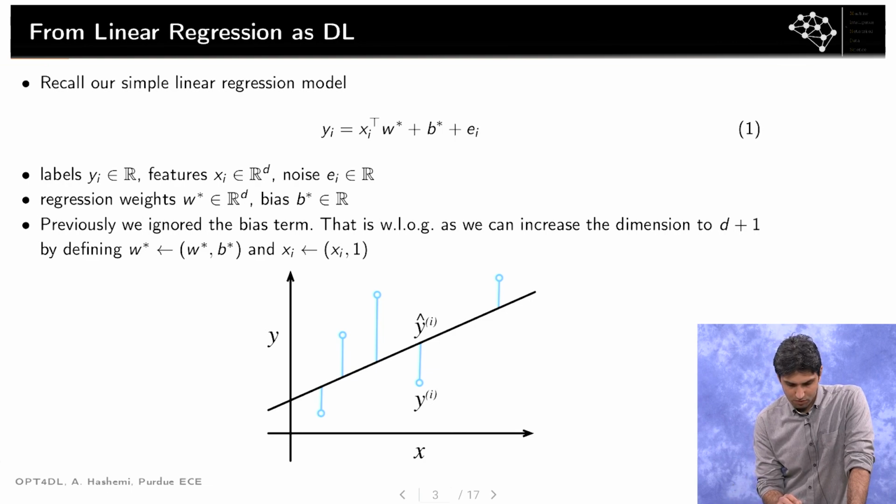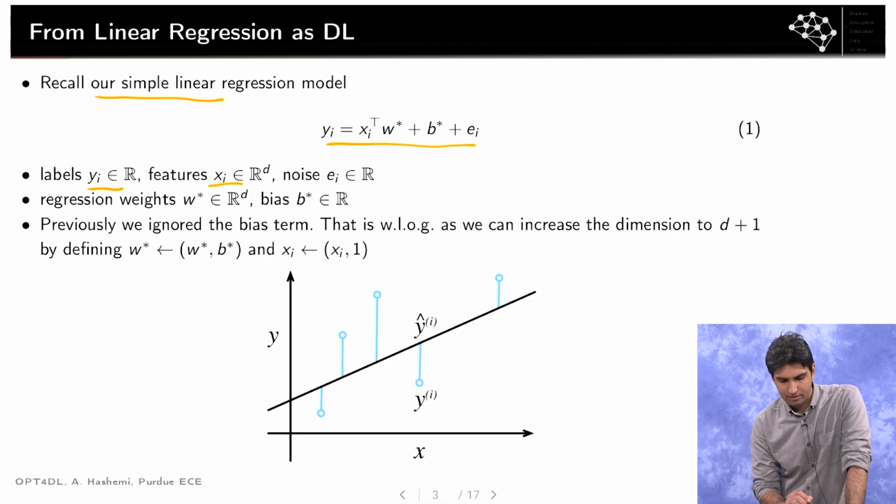Okay, so recall for a simple linear regression model, we are basically assuming that the relation between the features and labels is given by a linear relation. Again, let's assume that the yi's are the labels and the features are xi's. So I'm going to assume that there is this linear relation, where the regression weights are w star, and there's also some bias b star. Okay, so my goal is to learn this from data.